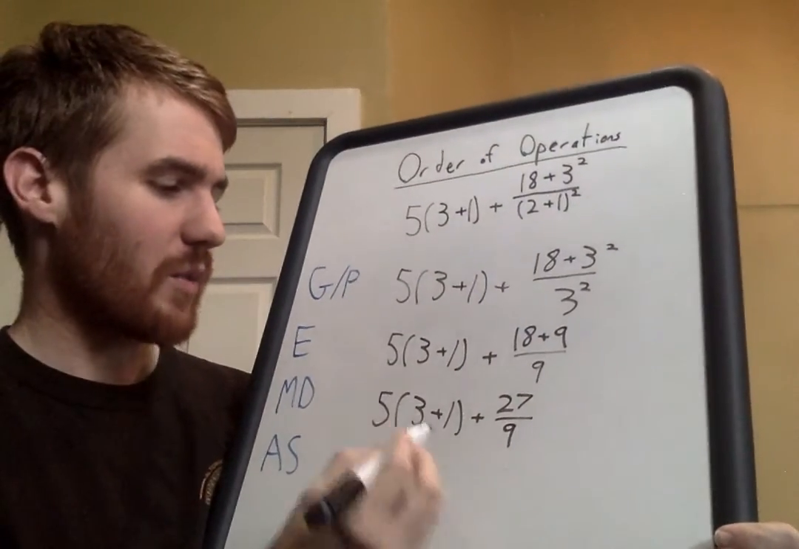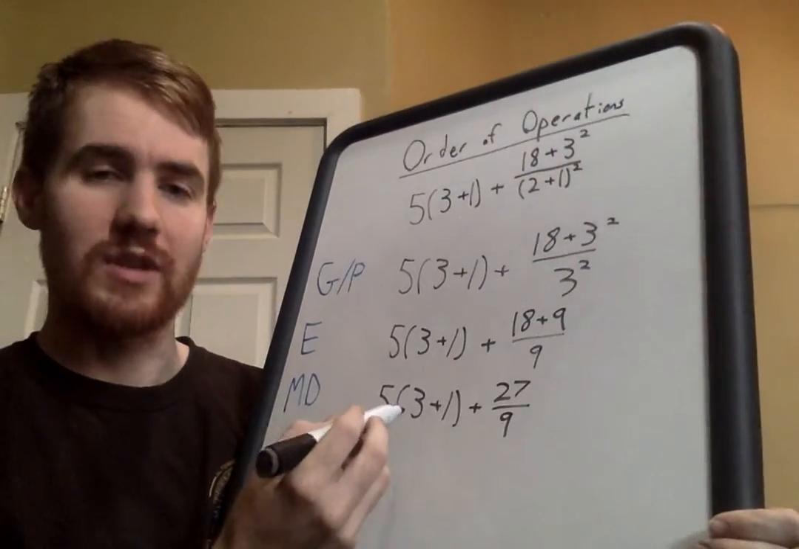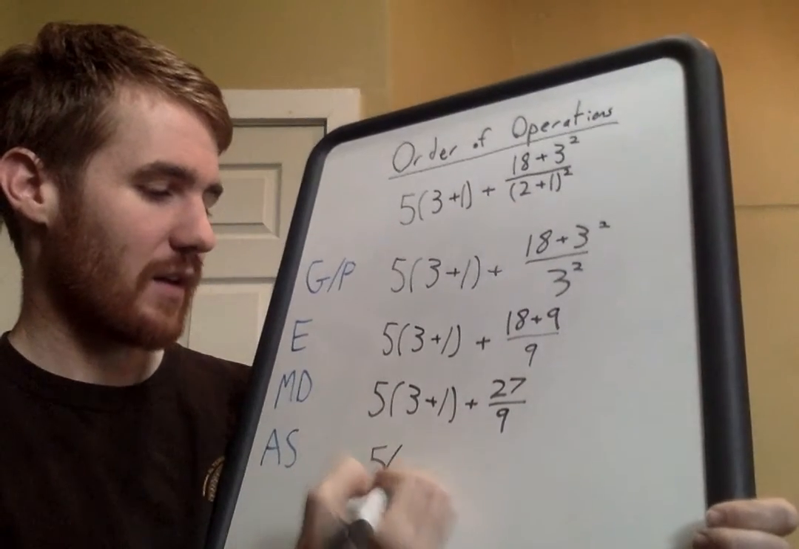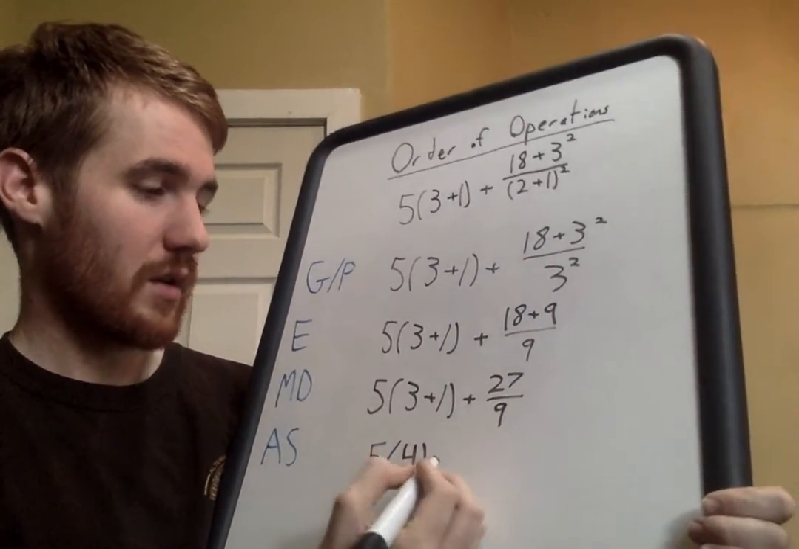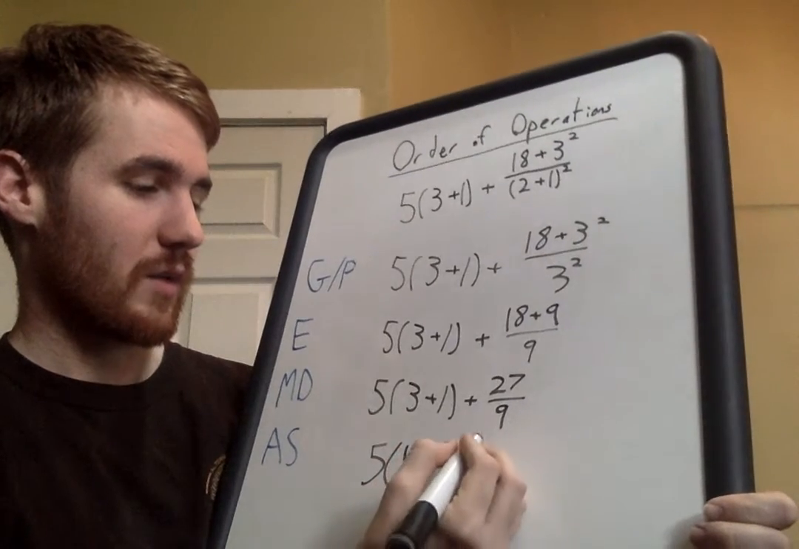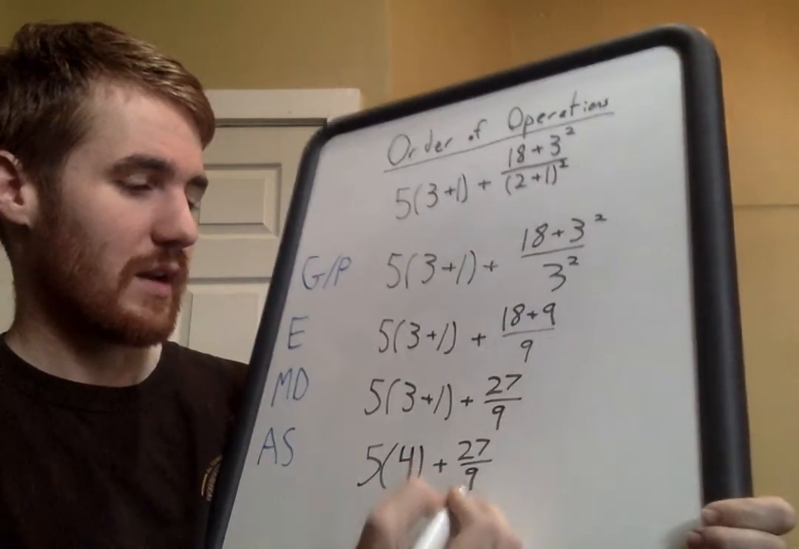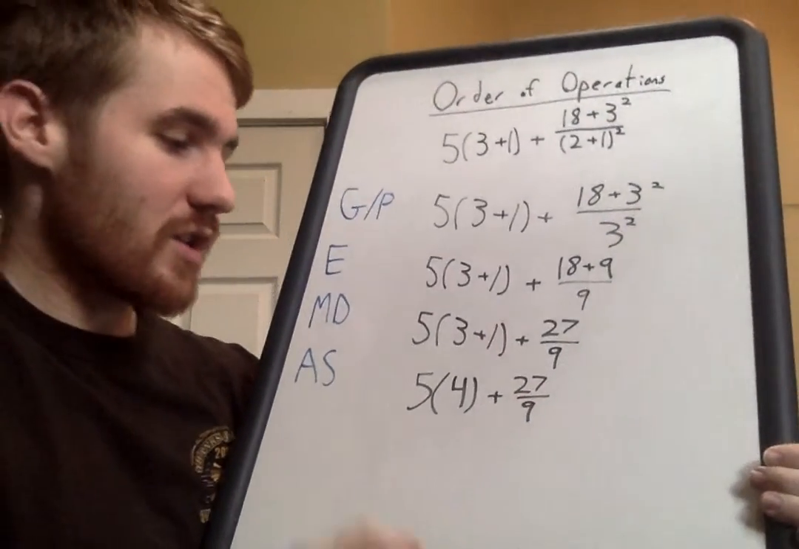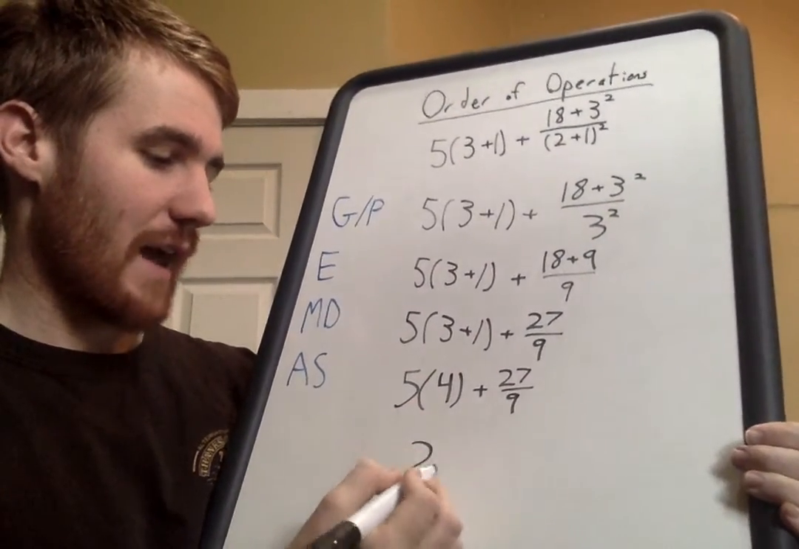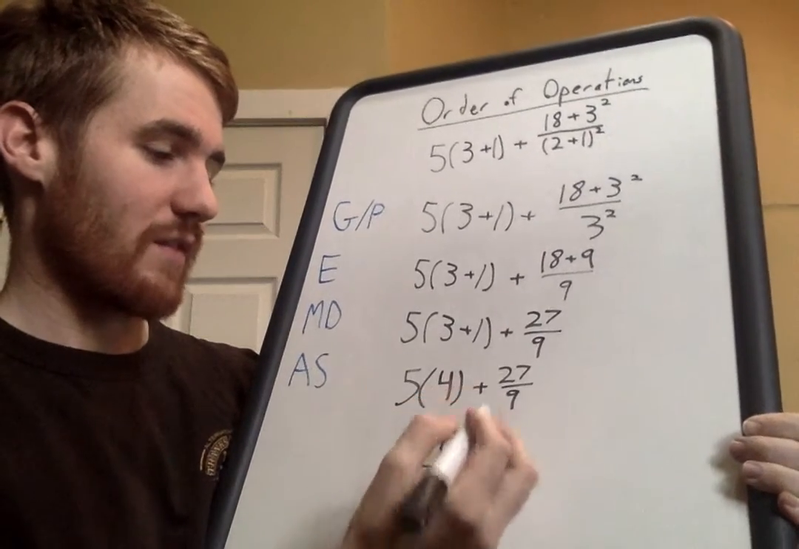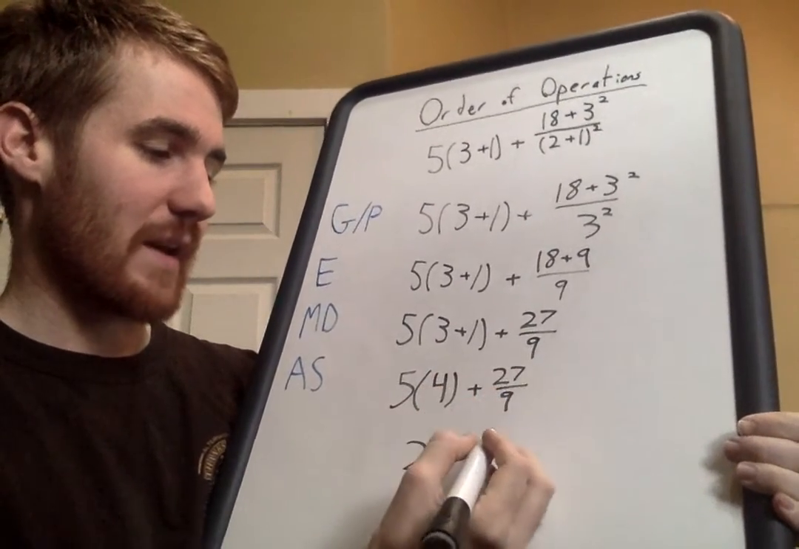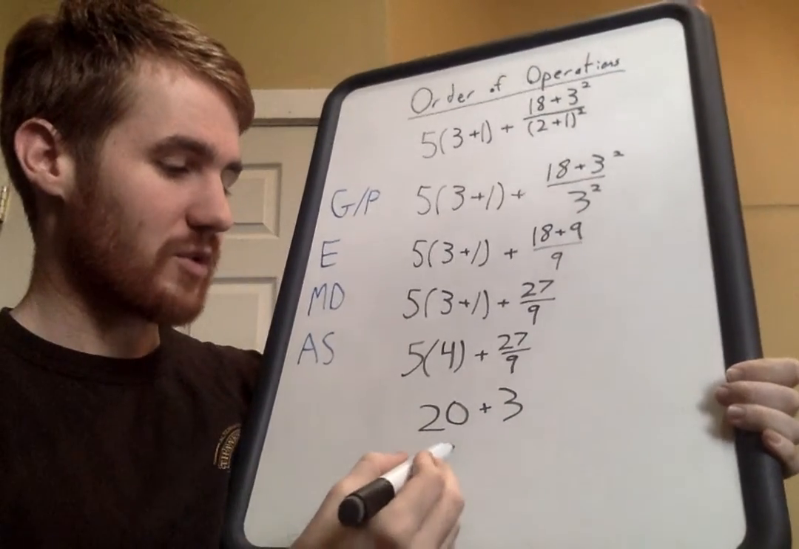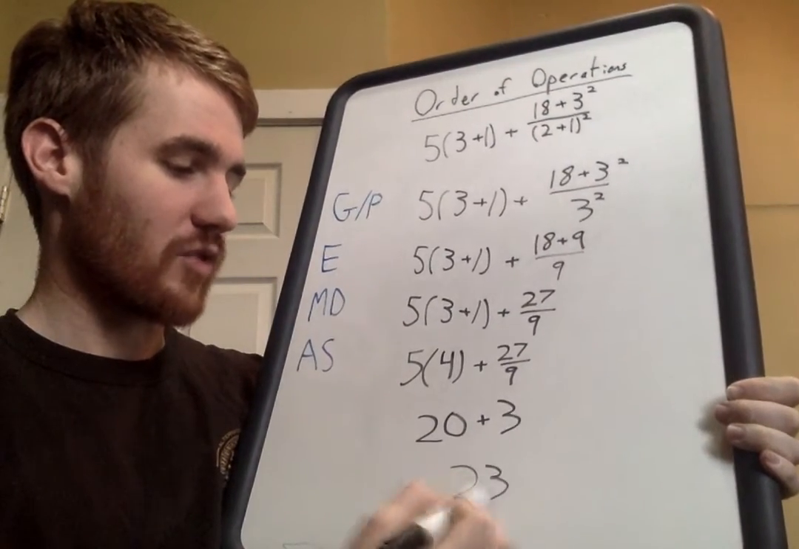So before we go on, we should deal with our other grouping symbol, which we never did, the parentheses, 3 plus 1. So that just becomes 5 times 4 plus 27 over 9. Now we want to do multiplication and division. We have multiplication right here. That is 20. We have division right here, 27 divided by 9. That is 3. And then finally, we just add these two numbers together and we get 23.